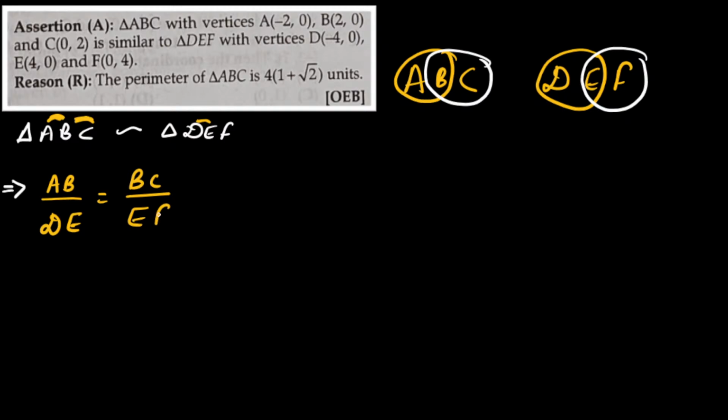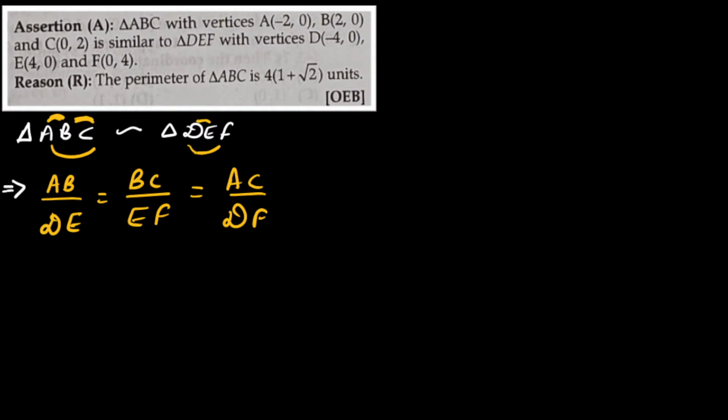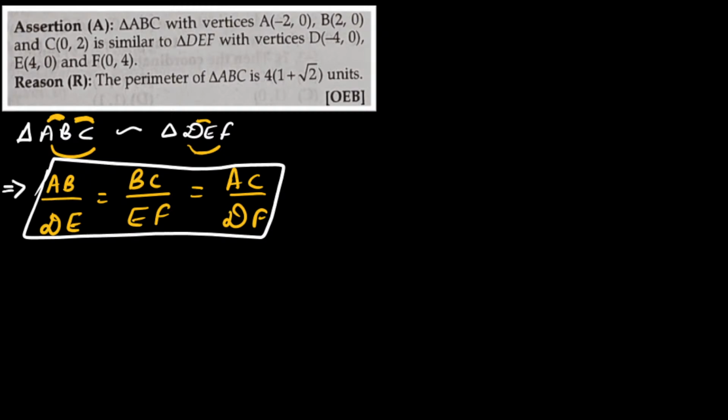So BC by EF equals AC by DF. Like this you have to find the corresponding sides. AC's corresponding side is DF. If two triangles are similar, then the ratio of their corresponding sides is equal. This concept we have done in similarity. How to check whether two triangles are similar? The ratio of the corresponding sides should be the same. Now how to find the ratio?